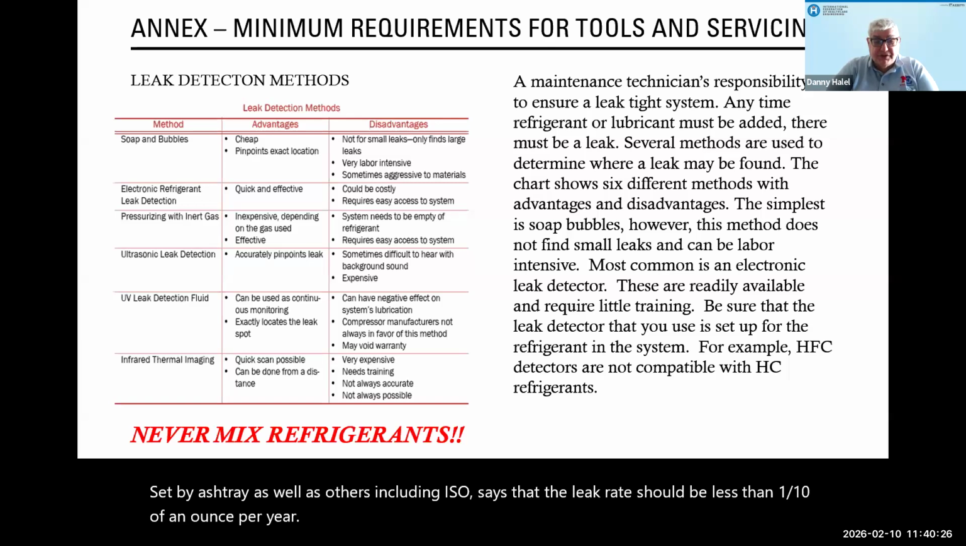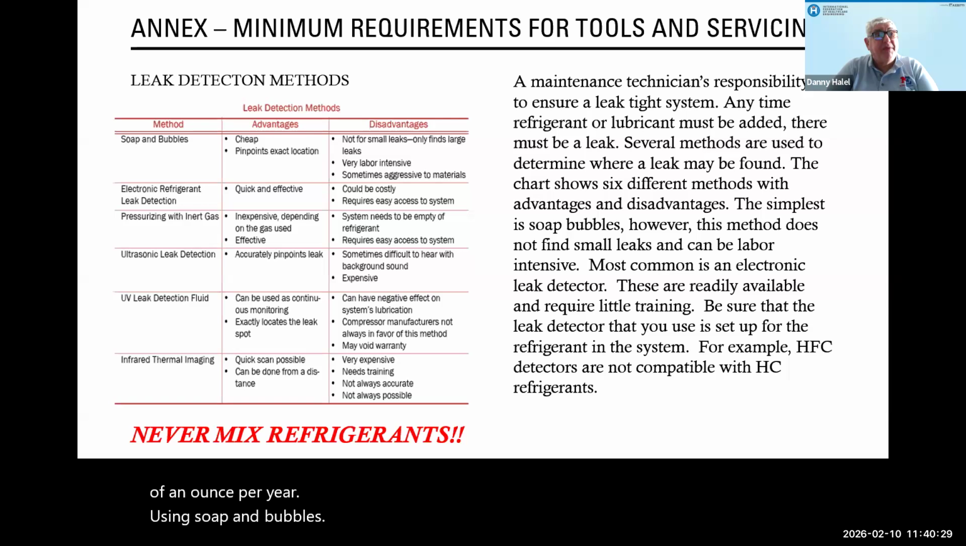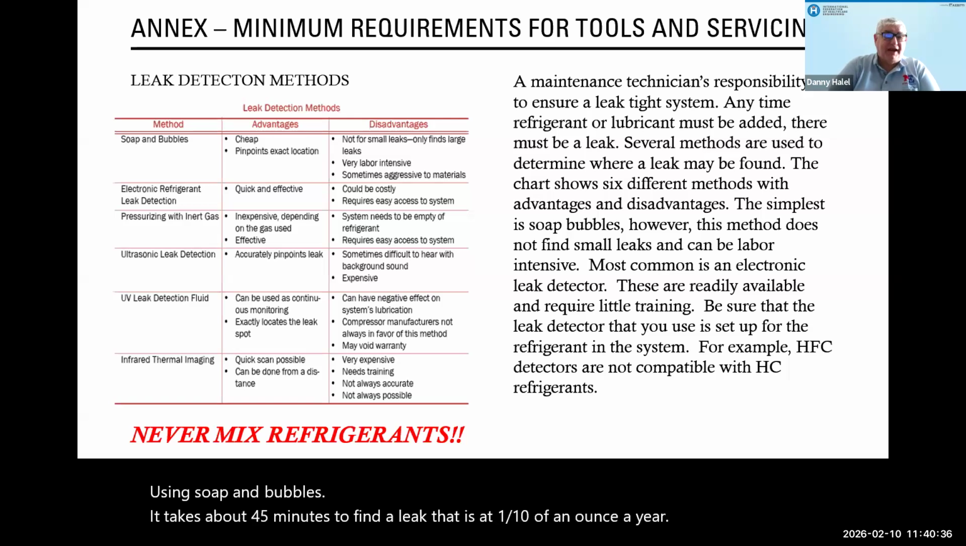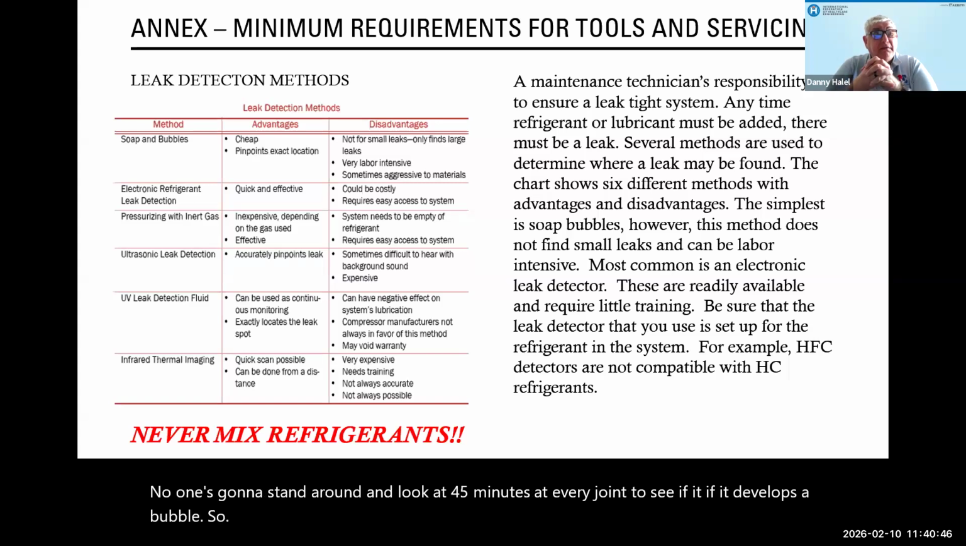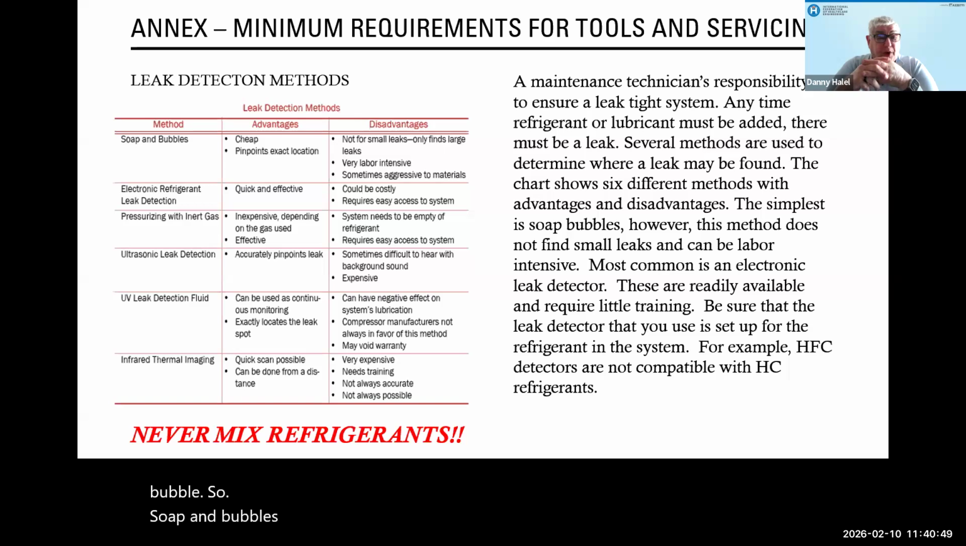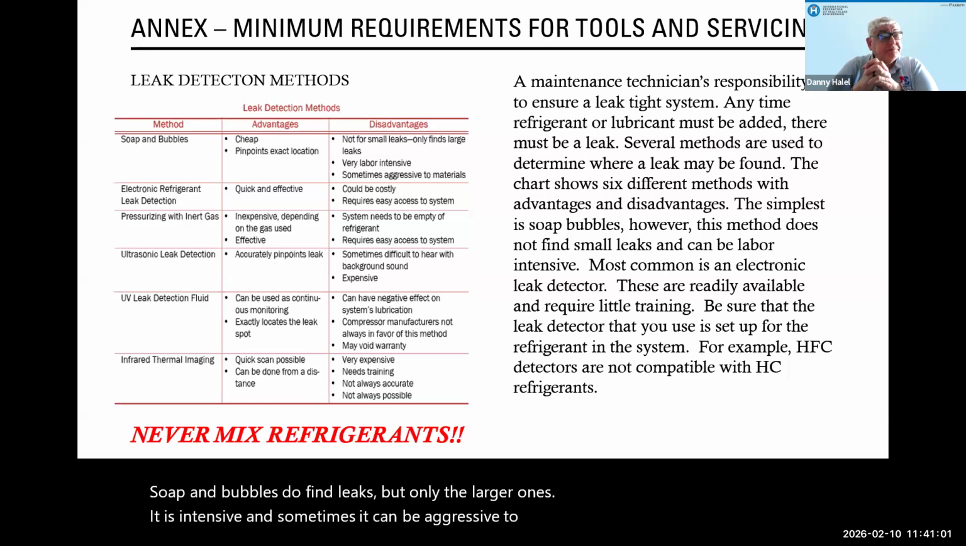Using soap and bubbles, it takes about 45 minutes to find a leak that is at 1/10 of an ounce a year. No one's going to stand around and look for 45 minutes at every joint to see if it develops a bubble. So soap and bubbles do find leaks, but only the larger ones. It is intensive, and sometimes it can be aggressive to the materials depending on the soap that you use.